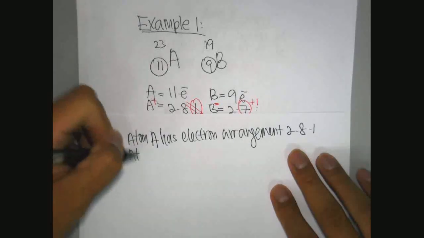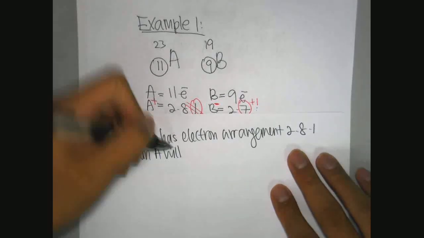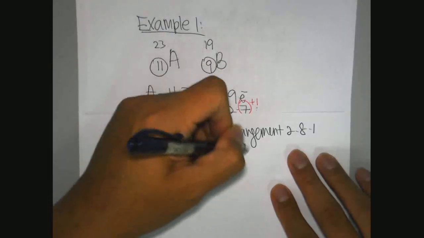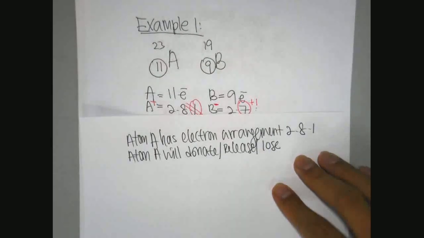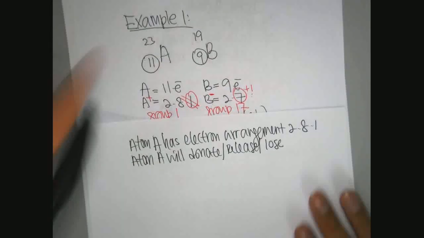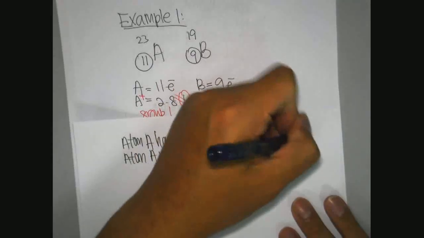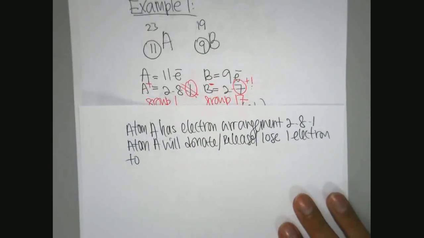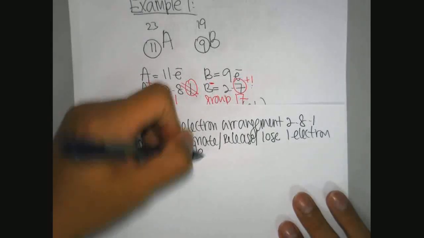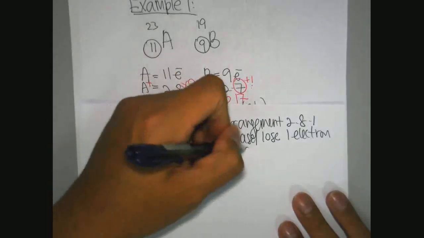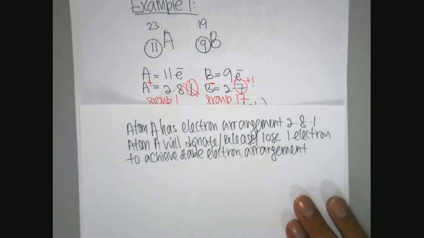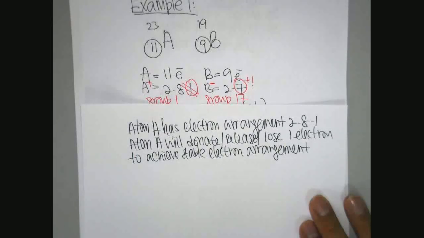So the atom A will donate. You can write the word donate, you can write the word release, you also can write the word lose. How many? 1 electron. As you can see, you throw 1, so you will lose 1 electron. Why? To achieve stable electron arrangement. That is the purpose why the substance needs to donate or receive electrons. They want to be stable.